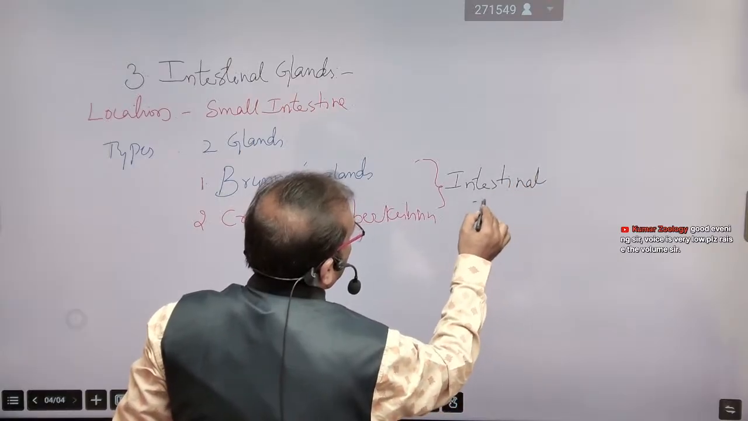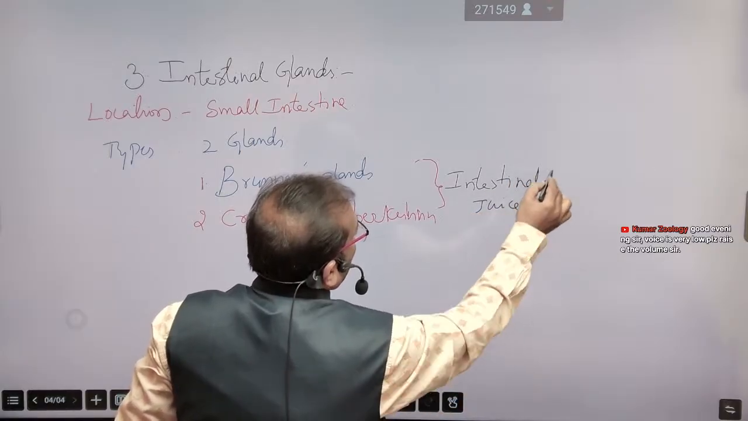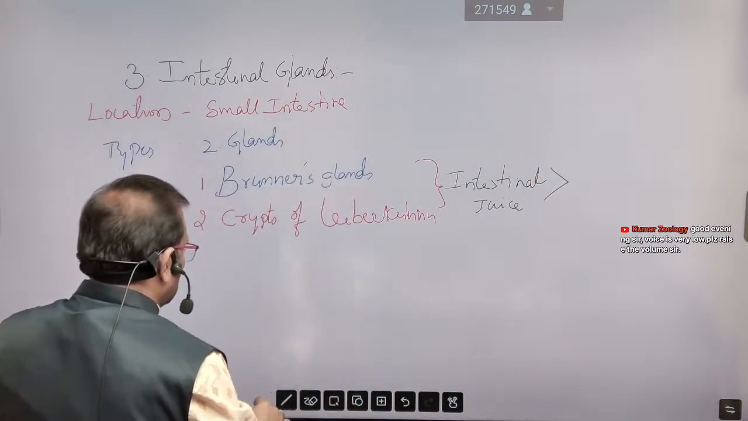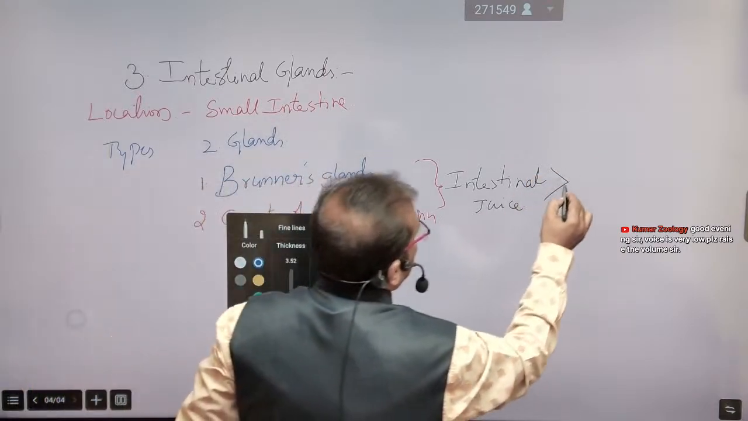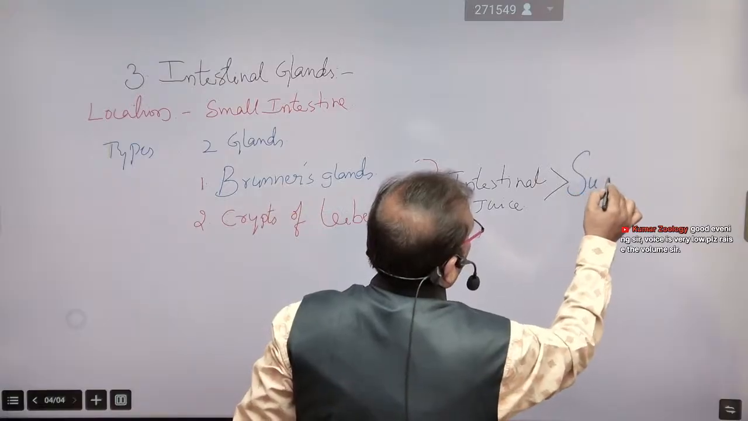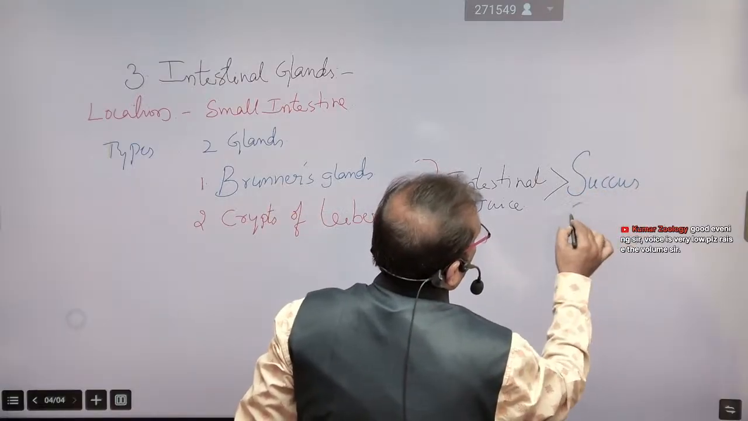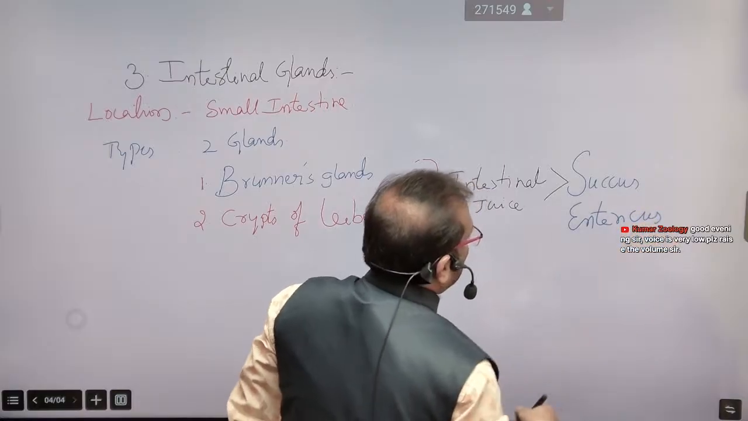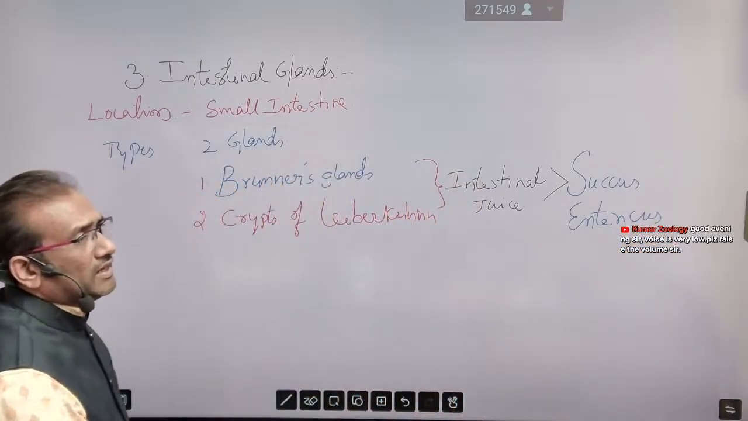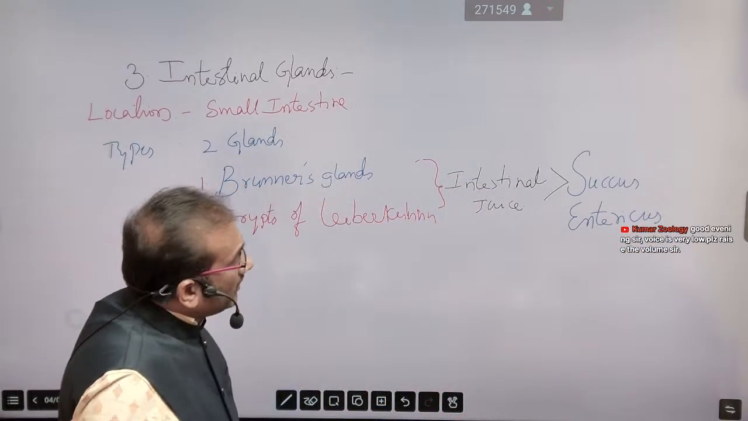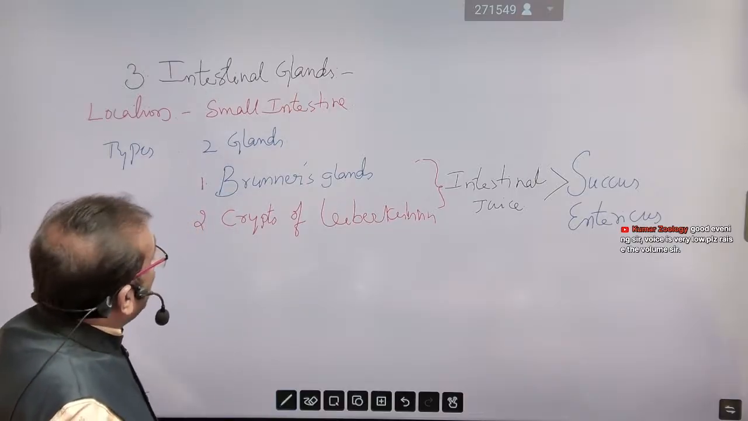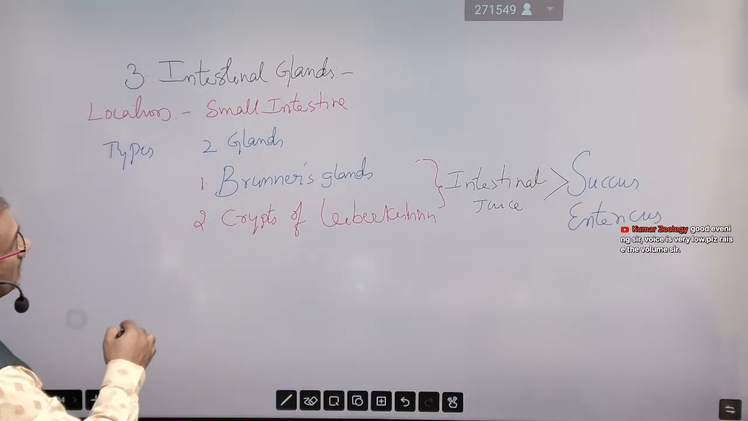Is there any other name? Yes, intestinal juice is also known as succus entericus. Succus entericus is the other name for the intestinal juice. And what is present in the succus entericus?